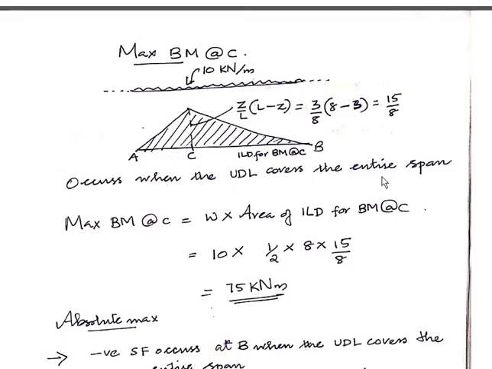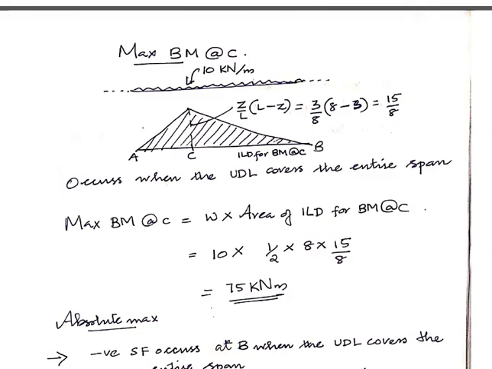Next is the calculation of maximum bending moment at C. To have the maximum bending moment at C, the load position should be in such a way that the entire span of the beam is covered with the load, like in the figure. And this is the ILD for bending moment at C. The maximum ordinate of the ILD for bending moment at C is Z by L into L minus Z. We know that Z is equal to 3 and L is equal to 8. So substituting all these, we get this ordinate to be 15 by 8.